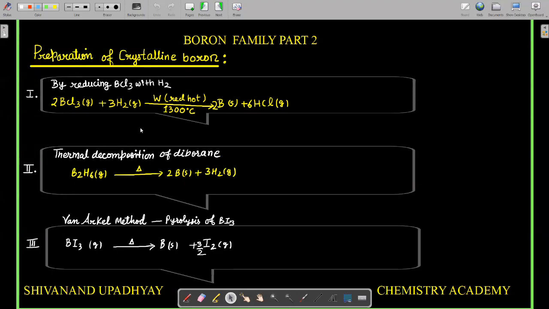It is acting like a catalyst and very high temperature is required to form boron in crystalline form, and HCl gas will evaporate. Now the same, thermal decomposition of diborane, B2H6. On strongly heating, boron will be left and hydrogen gas will be liberated. So this is crystalline boron. And the third method is the Van Arkel method, where BI3 is heated. Again, boron will be left and iodine will be liberated.